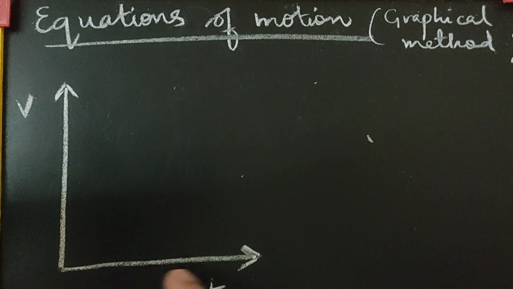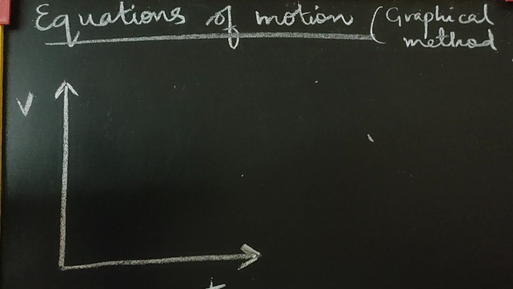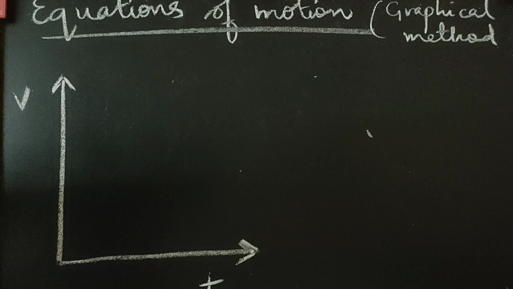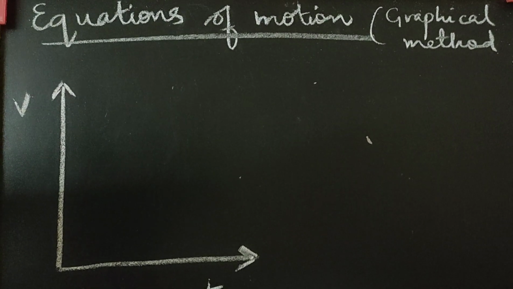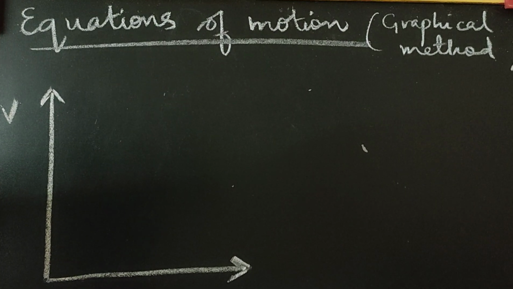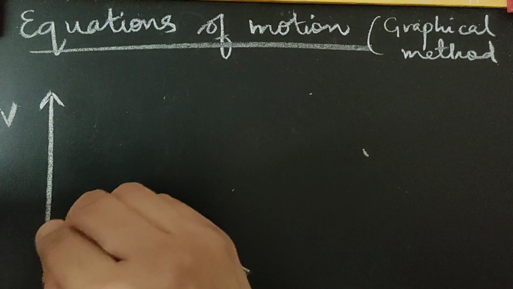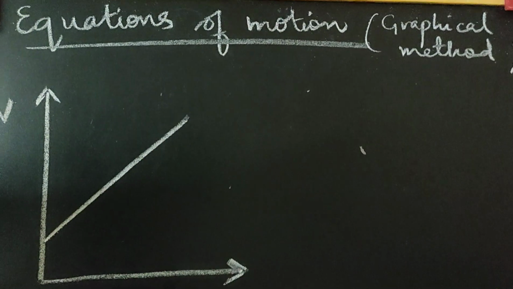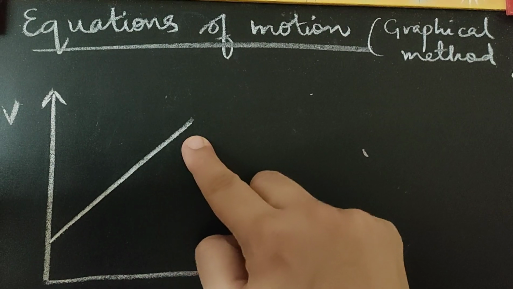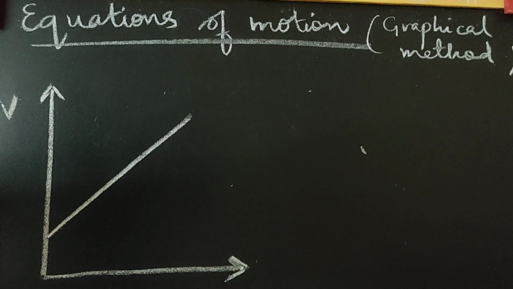So we will be drawing a VT graph here. I have already labeled the axis. Y-axis is going to represent velocity and the x-axis is going to represent time. And remember, these equations of motion will be applicable only for uniformly accelerated motion. So here I am drawing a graph for uniformly accelerated motion. You can see that the velocity time graph, a straight line going up, constant slope, represents uniform acceleration.